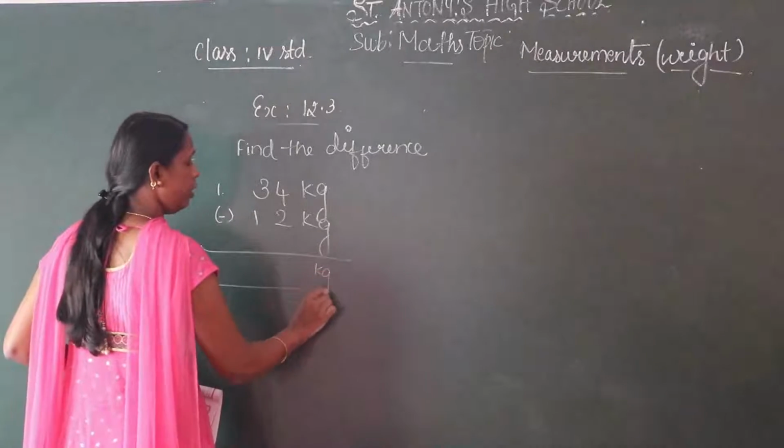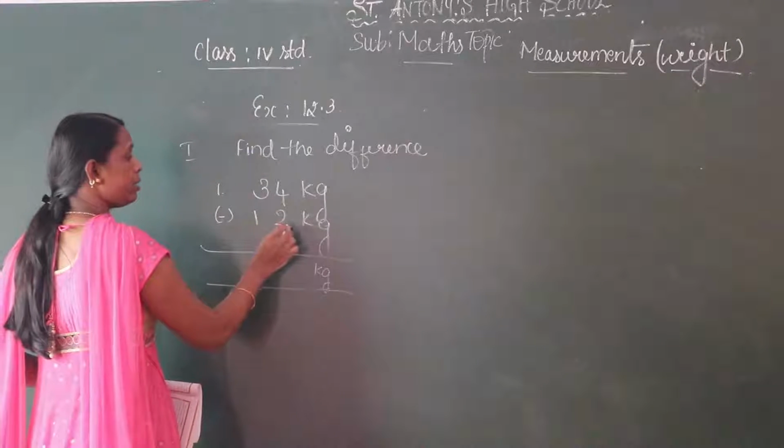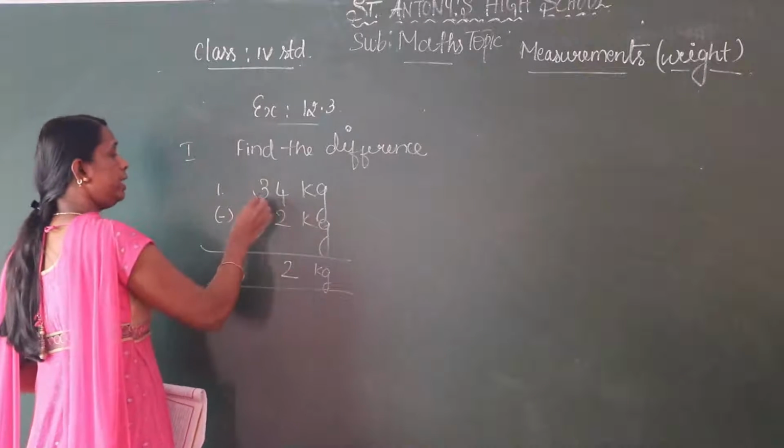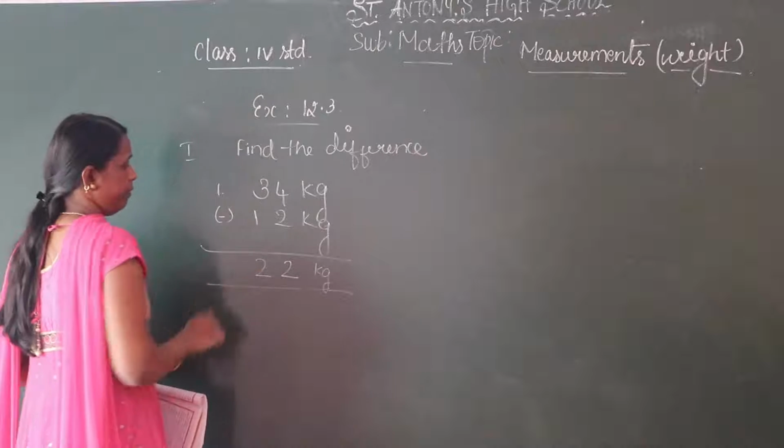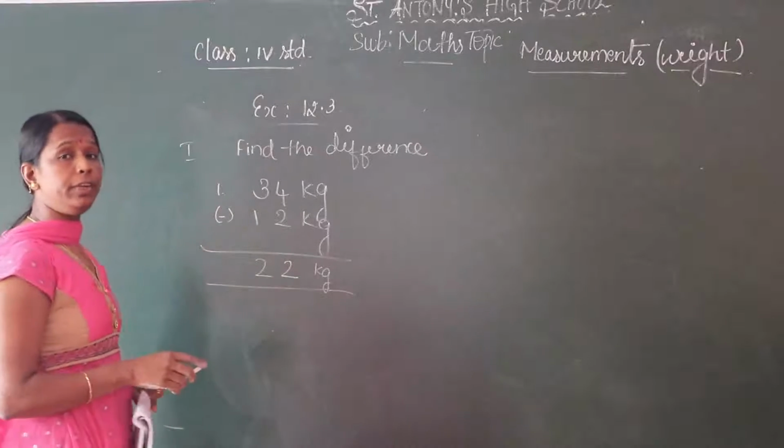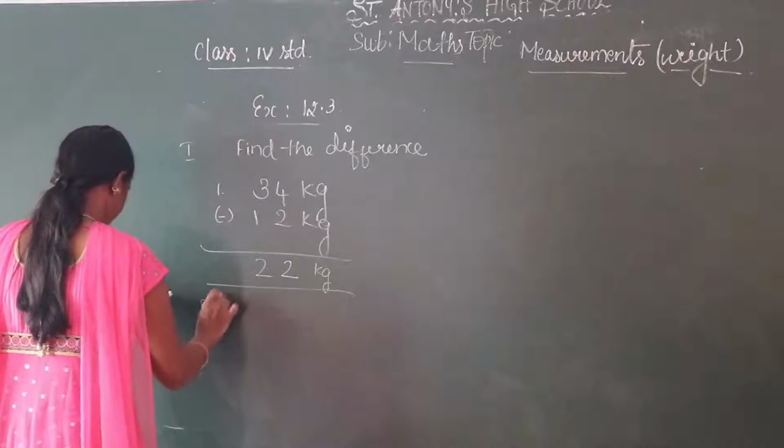Write down the given unit. 4 minus 2, 2. 3 minus 1, 2. Answer is 22 kg.